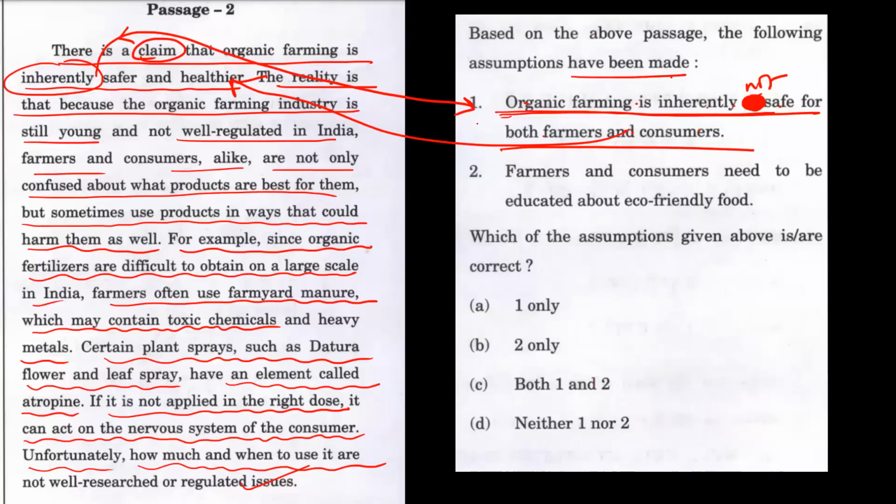If it is correct, then this will not be the assumption. I hope it is clear. Just put "not": organic farming is inherently not safe for farmers and consumers, and check here.